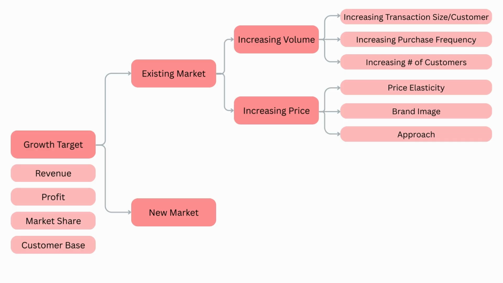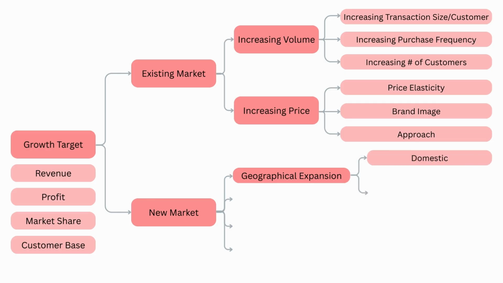Now let's understand the second big path, that is new markets. If the existing market is saturated or competitive, companies expand into new spaces using these levers. Entering the new market can have four pathways. First is geographical expansion. This means taking your current product to a new geography. It might be a domestic expansion or an international expansion. This is especially relevant for D2C brands and FMCGs.